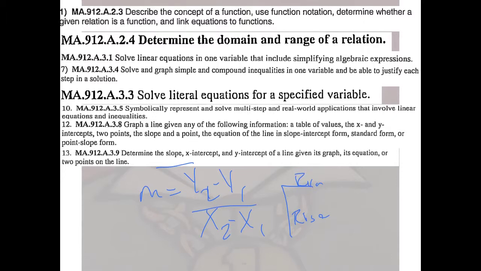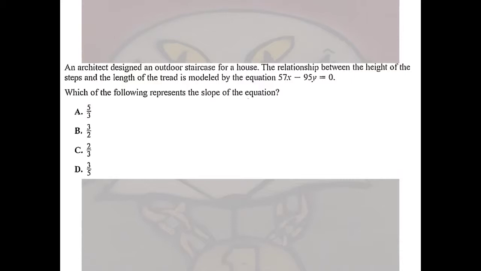And to find the x and y intercept, if it's in standard form, we do the cover-up method. So using that, let's try to see if we can solve this problem. An architect designed an outdoor staircase for a house using this equation. Between the height and the length, or the rise and the run, which of the following represents the slope of the equation?